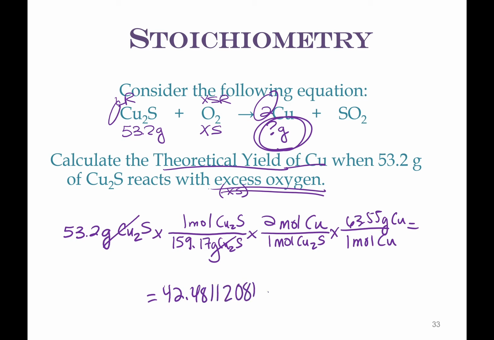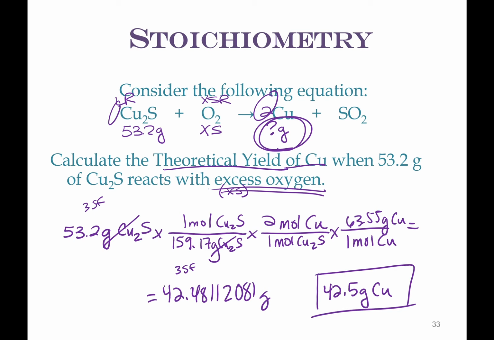I get 42.481, so 42.5 grams. Three sig figs here means three in our answer. So we have 42.5 grams of copper that will form. Easy peasy.